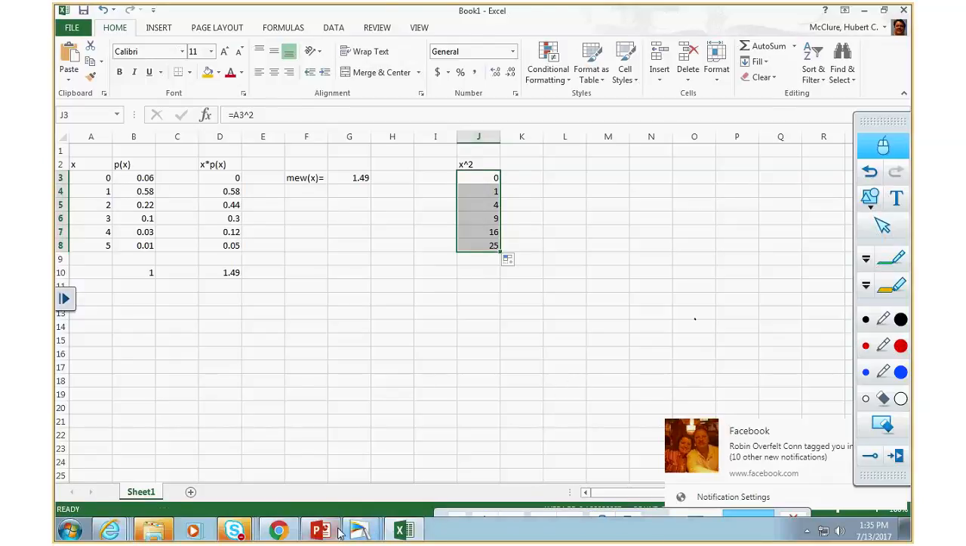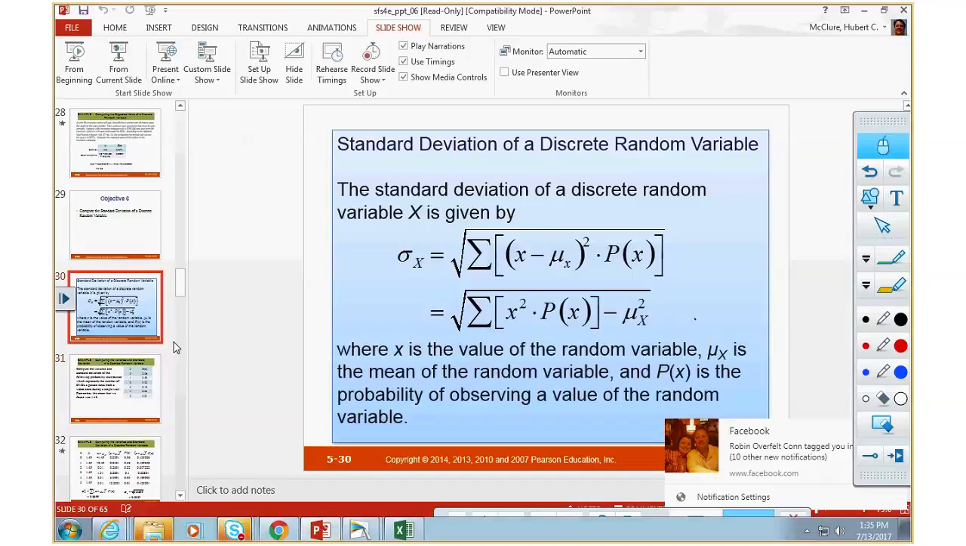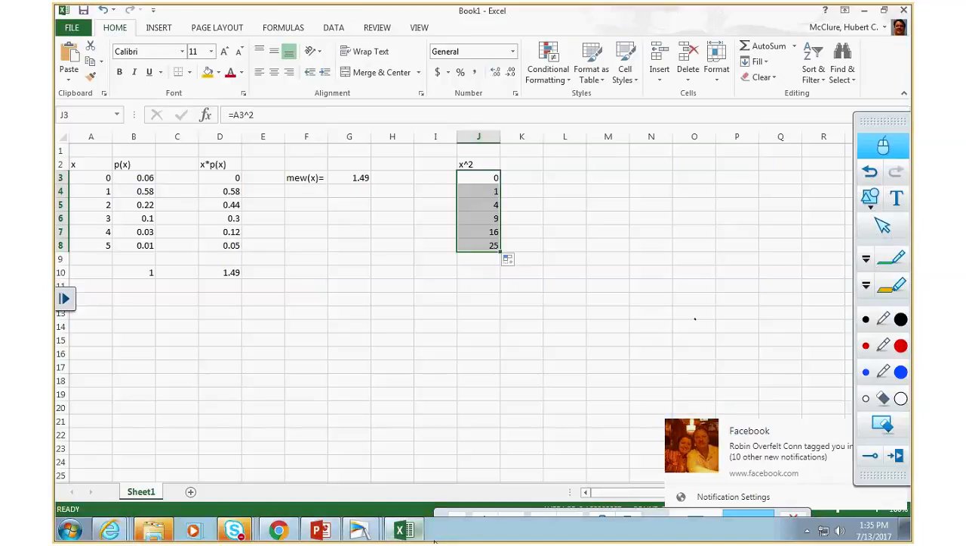Let's go back to the formula. What else do we need? There's x squared. What else do we need? P of x, which we already got. We don't even have to calculate that. We just copy it over. I'm on P of x. I'm just going to copy this one right here over.